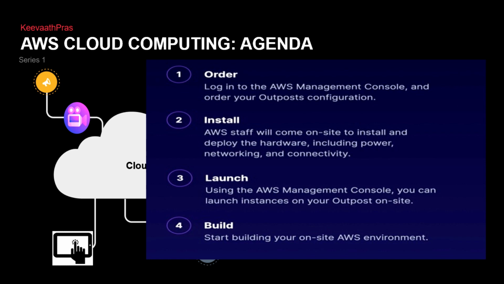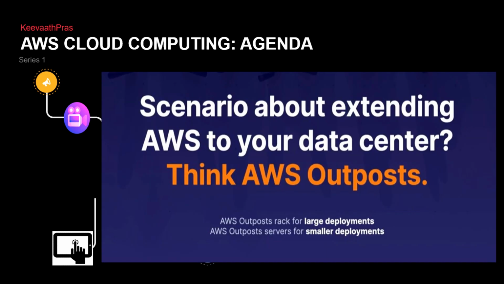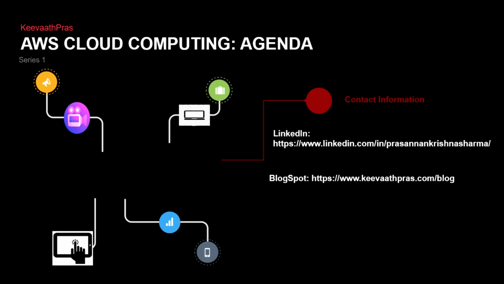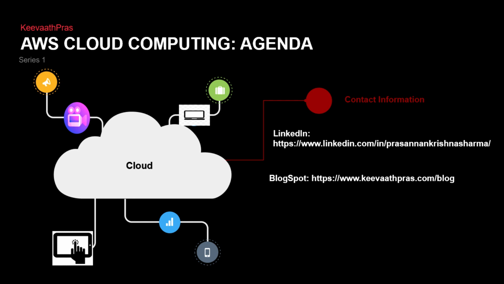You will place an order, someone from AWS will come and do the installation, and just imagine a remote control car. With the remote control as the management console, you can control and build your on-site AWS environment. So this is how we go. Extending AWS to your data center, not the other way around, not the data center connecting to AWS using VMware. Extending AWS to your data center, that is the Outpost. AWS Outpost rack, we saw, is for large deployments, and server is for smaller deployments.